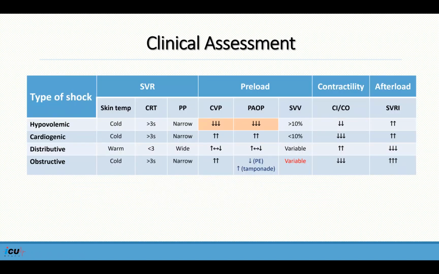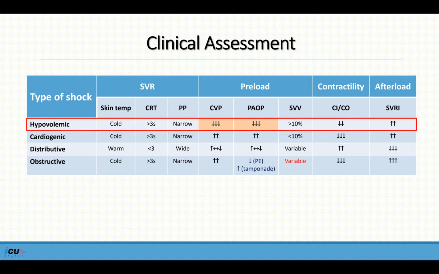And the parameters for our clinical assessment, let's take a look at the first row here. We're going to look at the systemic vascular resistance clinically, and we're going to assess this with the skin temperature, the capillary refill time, and the pulse pressure. Then we're going to measure those determinants of preload.